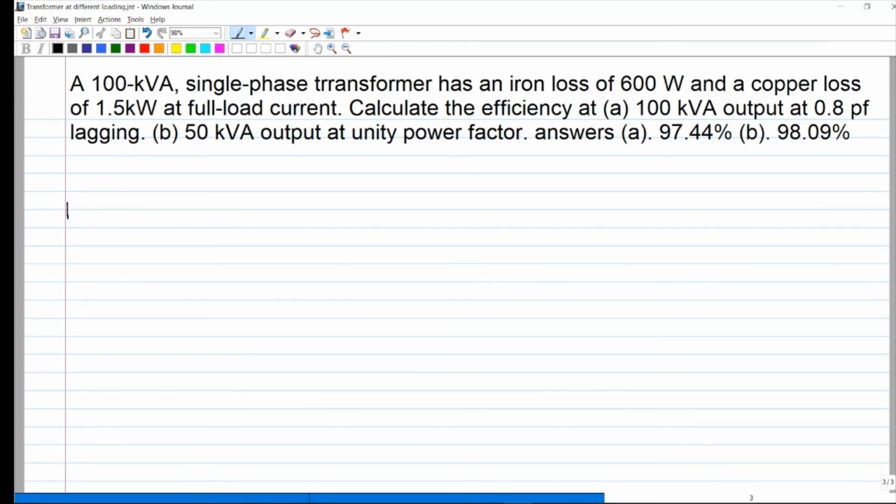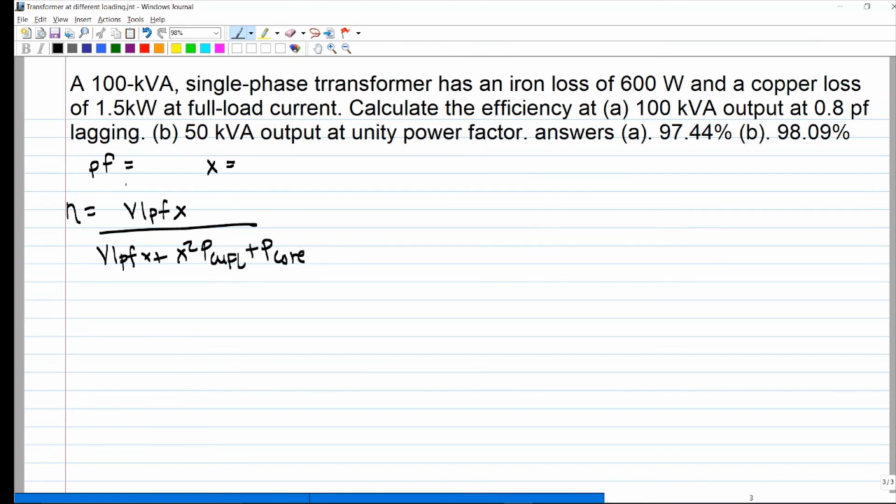Before tayo mag-proceed sa pagsusolve ng efficiency N, kailangan alam muna natin what is the power factor na gagamitin and kung ano yung X na gagamitin. The formula for efficiency is VI PFX divided by VI PFX plus X square PCUFL plus P core. So at letter A, ito muna yung sagutan natin. Calculate the efficiency at 100 kVA output. This is the output. Paano natin masosolve yung X?